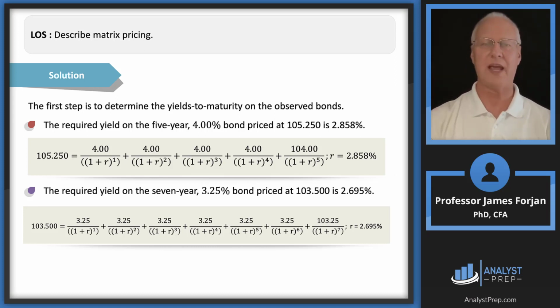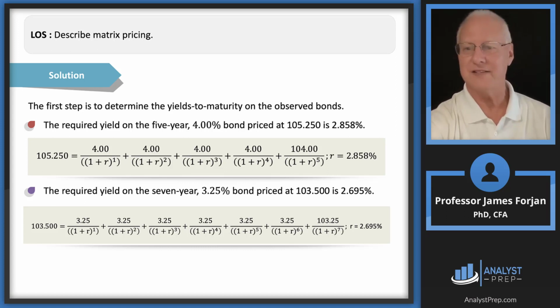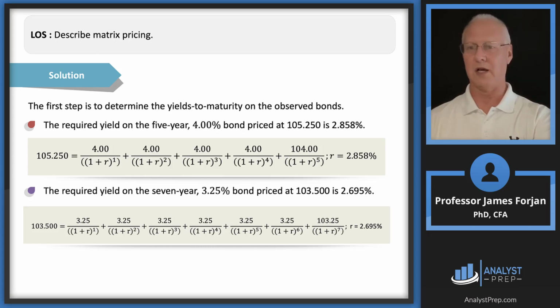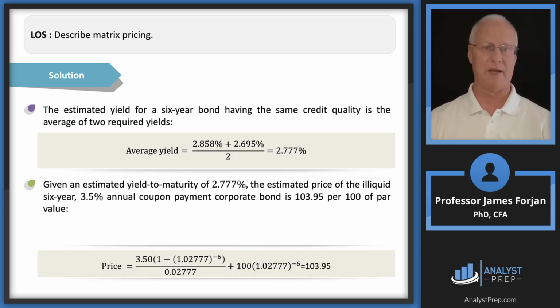So you can do the same thing for that 7-year bond. This is really good stuff. What I've shown you now is how to compute the yield to maturity, or the required return on the bond, or the market discount rate. Remember, those terms are used interchangeably. So we get 2.85 and 2.69. That makes perfect sense.